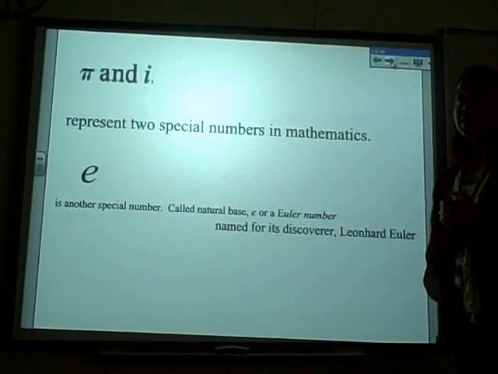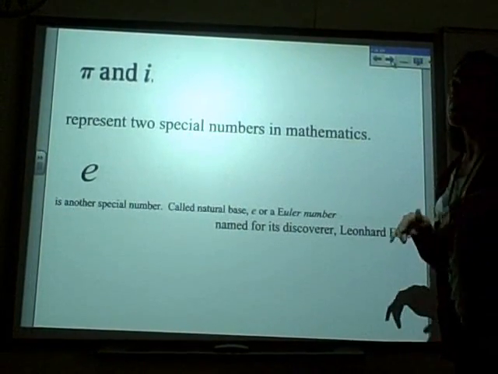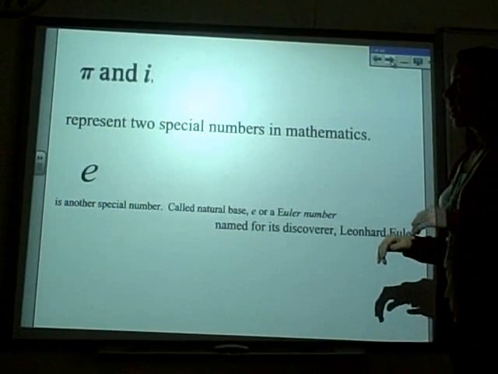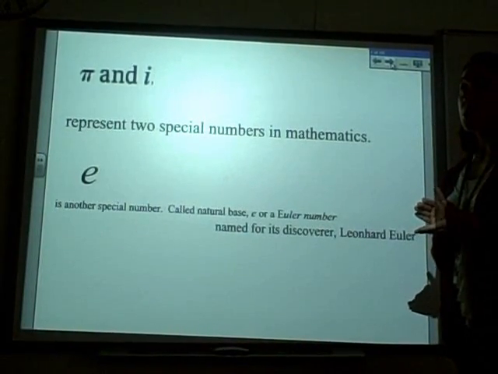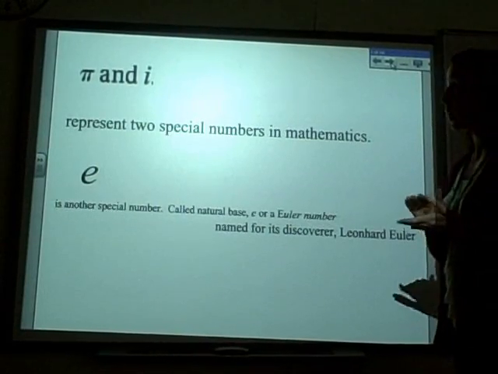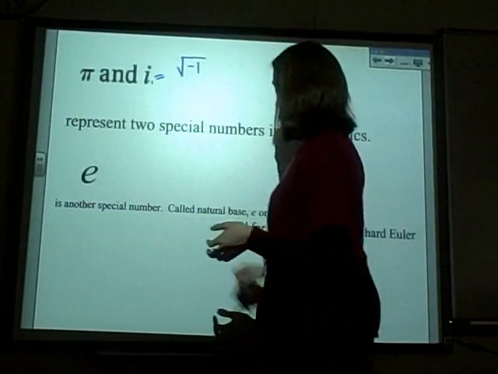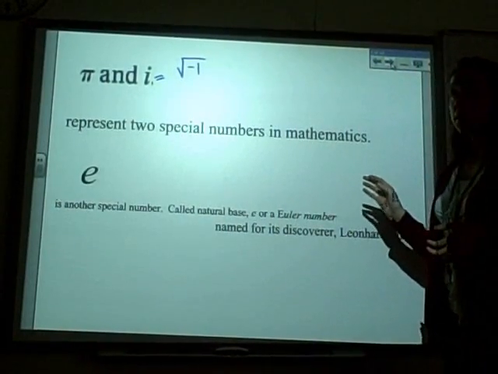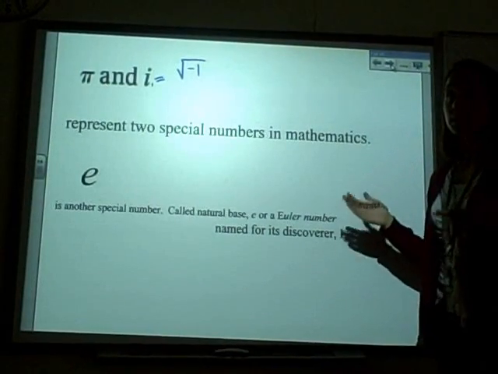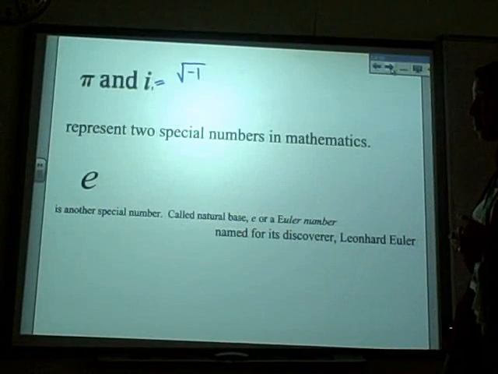You guys have already seen two special numbers in math, pi, which is 3.14 or whatever, and the complex number i, which stands for the square root of -1, right? Remember i, just a little review there. Those are two types of mathematical numbers that are actually represented by a letter. e is another one of those special numbers.